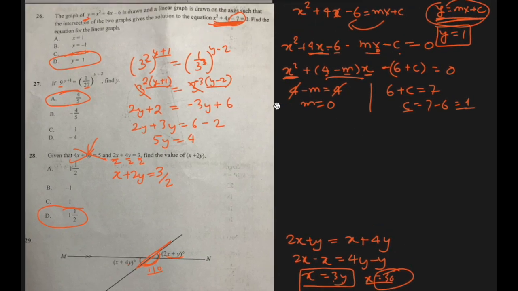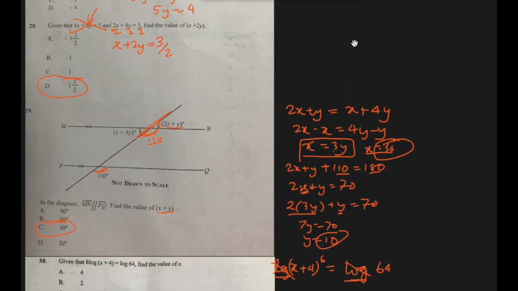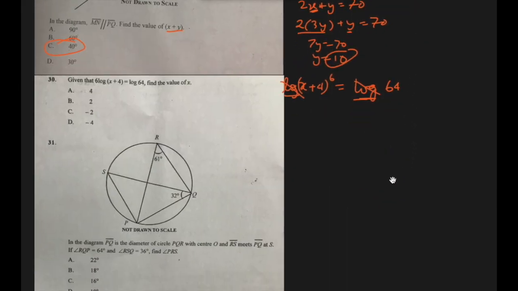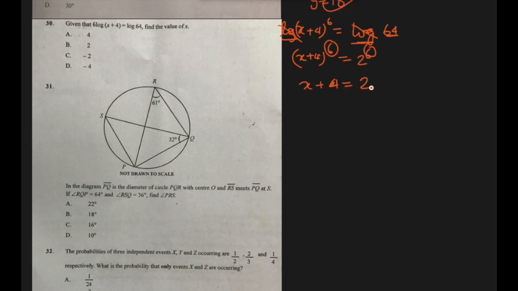In one of the questions, we equated exponents. Where was it? Here. Can you see? We ignored them. We didn't cancel them. Don't use the word cancel. We ignore because they are exactly the same. So both are logs. So we can write x plus 4 to the power 6 equal to 2 to the power 6. 64 is 2 to the power 6. So again, powers are the same. We can equate the bases. X plus 4 equal to 2. X equal to 2 minus 4, which is minus 2.